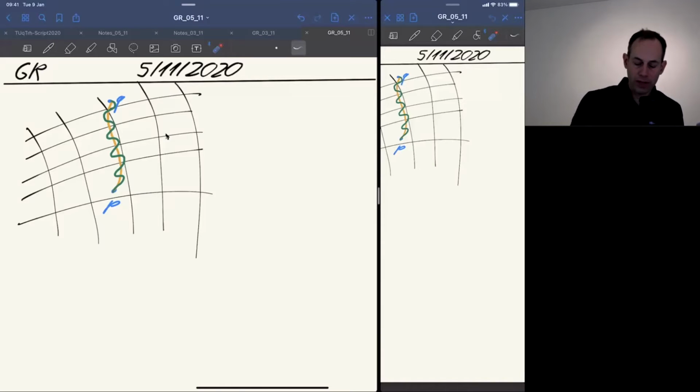Anyway, what I wanted to say is that for time, this was quite a natural statement. But what about length contraction?